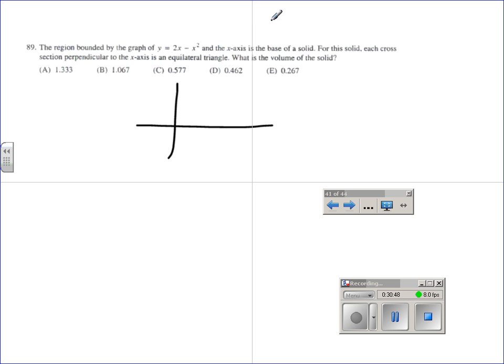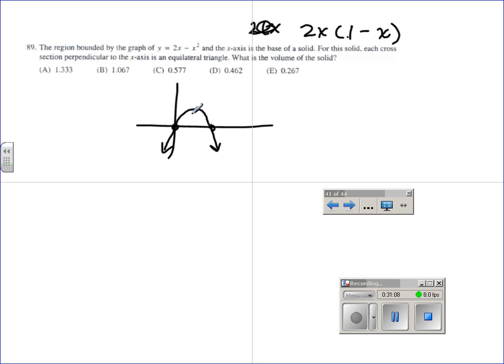Okay, if you graph this, you can graph it in your calculator. If you factor out 2x, then it is 1 minus x. So we have intersection points at 0 and 1, so it looks like this.